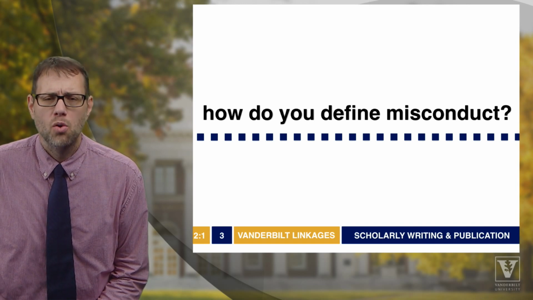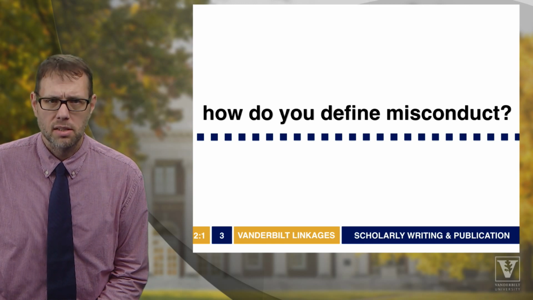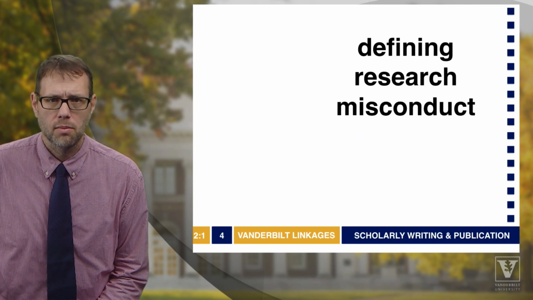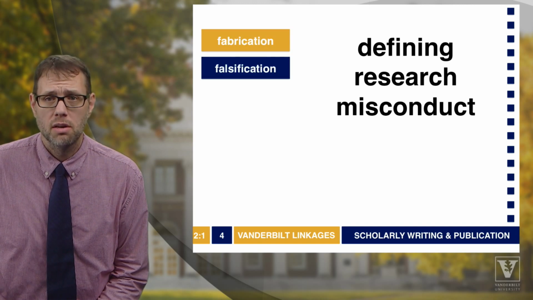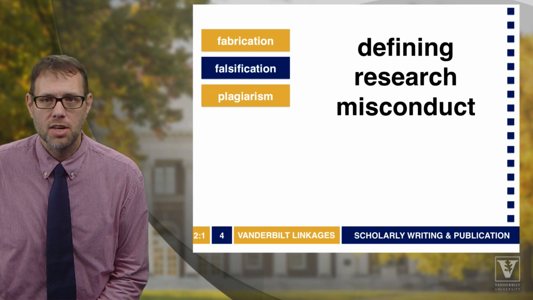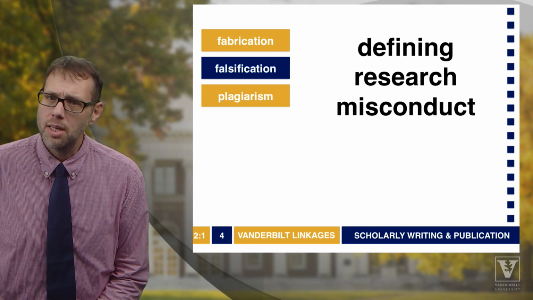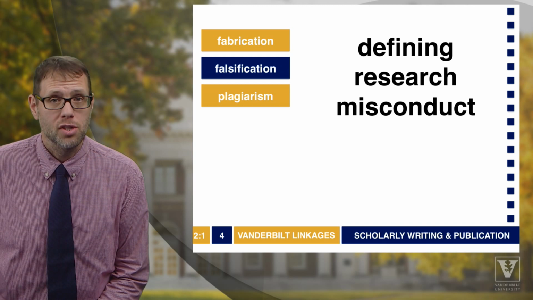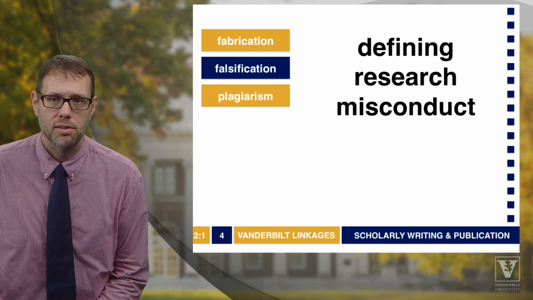Let's look at how we define misconduct in the scholarly realm. Okay? So it really involves those three pieces, right? Fabrication, falsification, and plagiarism. Fabrication is simply the making up of the data, filling in gaps, creating your own data, that kind of thing. Falsification is altering or changing your data. And then plagiarism is copying from yourself or someone else.